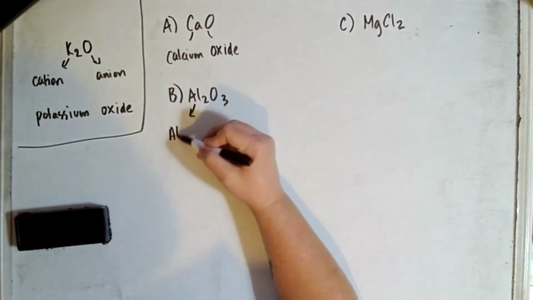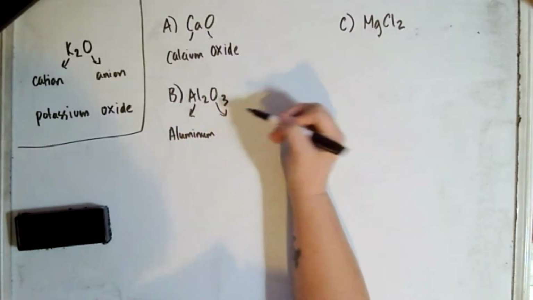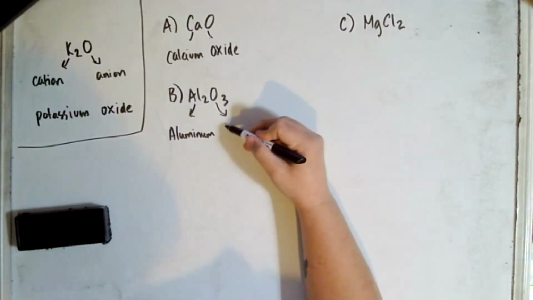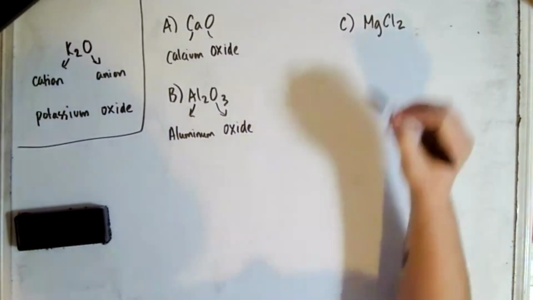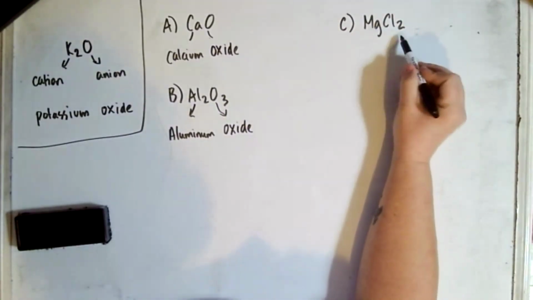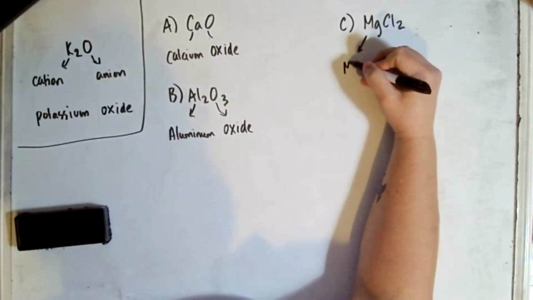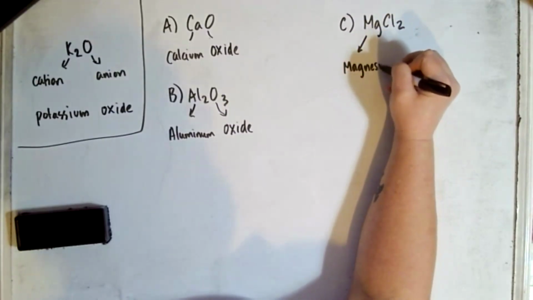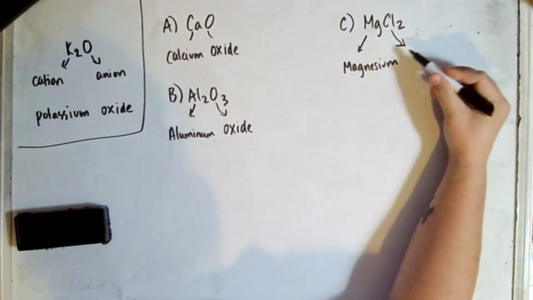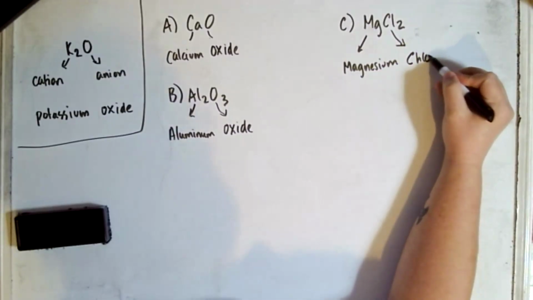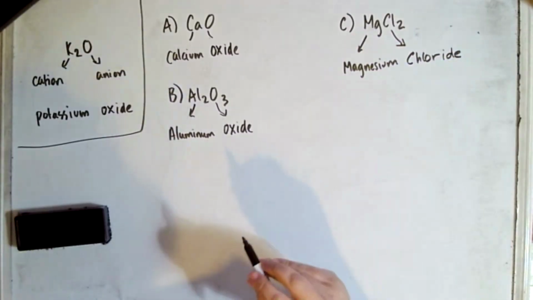Here, our cation is our aluminum. And again, we have oxygen acting as our anion. So this is going to be aluminum oxide. And then we have MgCl2. So our Mg is going to be our cation there. It's magnesium. And for our anion, our chlorine, we're going to keep the first syllable chlor and add an IDE ending to that, magnesium chloride.